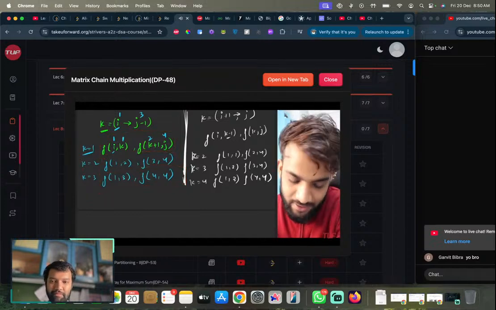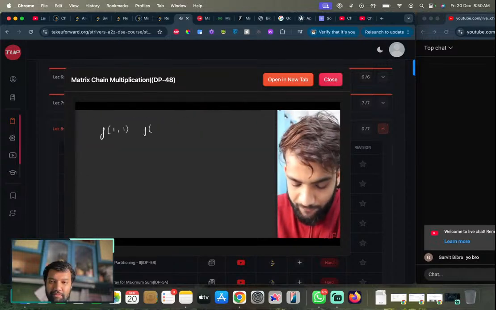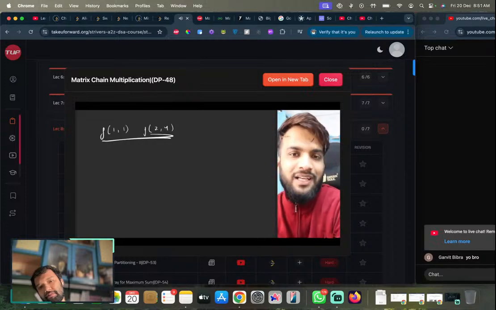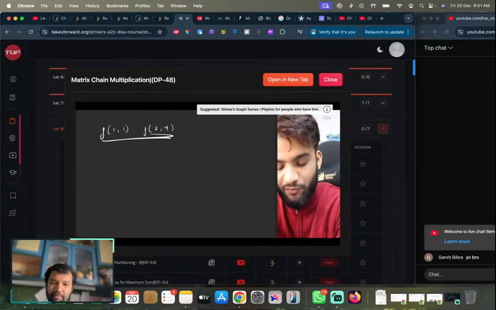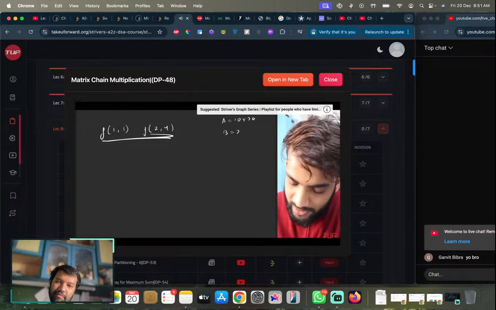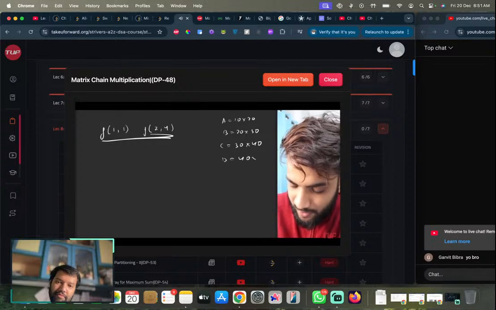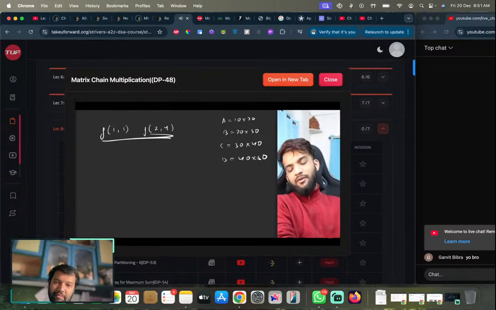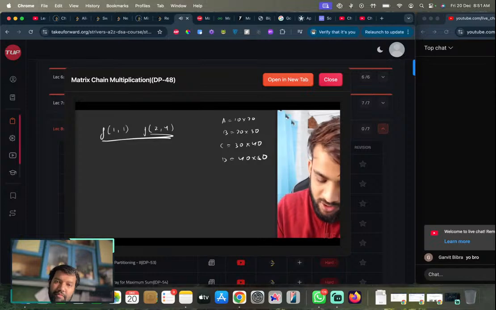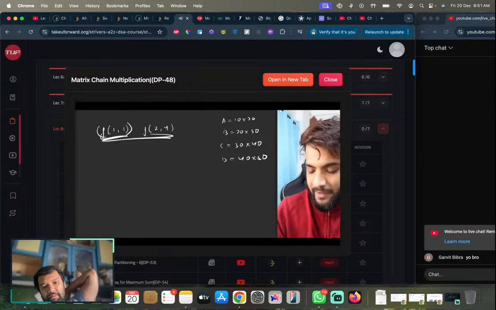So let's understand how much answer, if I do f of 1 1, f of 2 4, how much answer does this basically give me. So A was 10 cross 20, B was 20 cross 30, C was 30 cross 40, D was 40 cross 50, correct? So we had four matrices, and this was f of 1 comma 1. So 1 comma 1 means one block of A, which will be 10 cross 20.